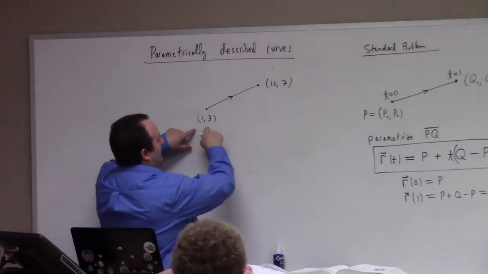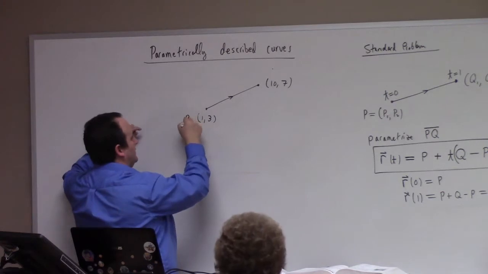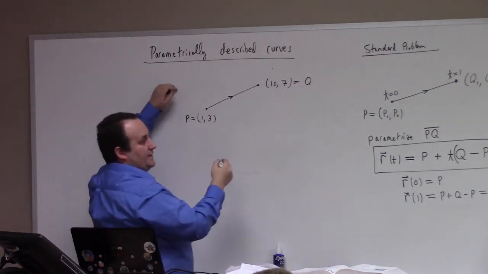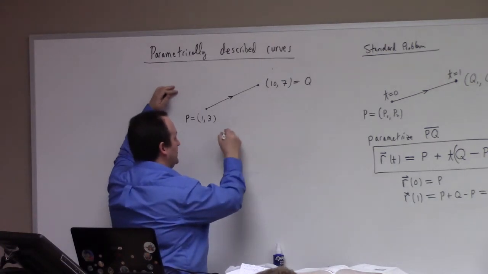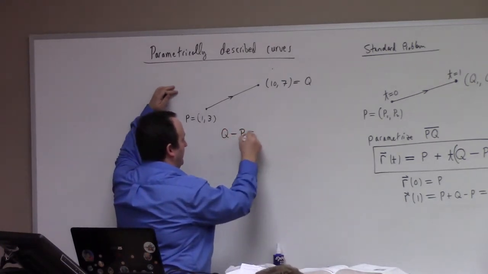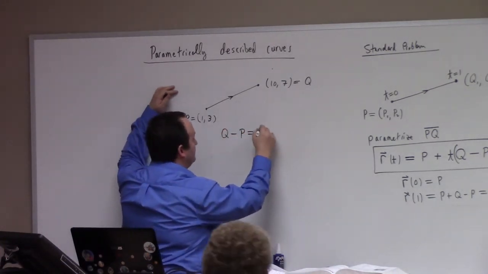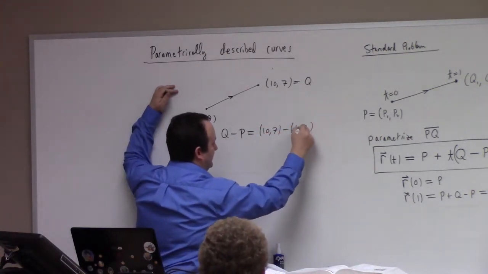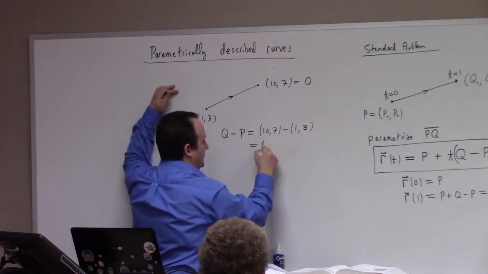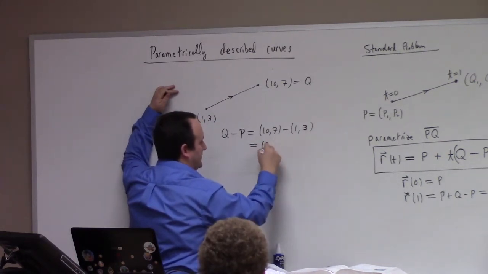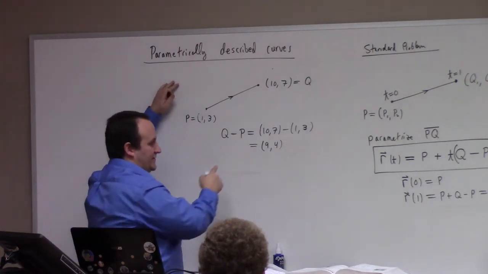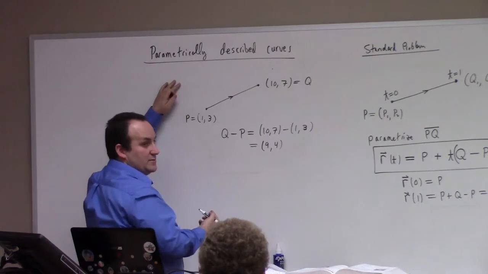So if this is our P and that's our Q, my initial and terminal point, then Q minus P is literally 10 minus 1 and 7 minus 3. And guess how you subtract points? You subtract component-wise. That actually gives me 9 and 4. If you want me to tell you the truth, this is the displacement vector from P to Q.